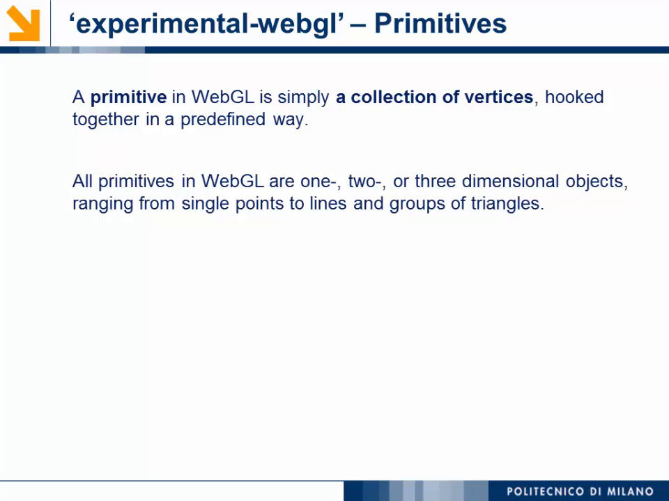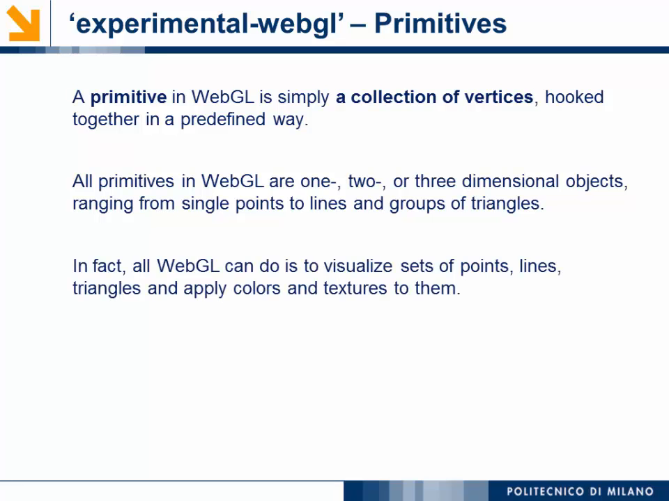And the primitives in WebGL are 1, 2, or 3 dimensional objects. We can express single points, we can define lines, or we can define groups of triangles, which is the common way for doing 3D. In fact, all you can do with OpenGL and WebGL too is just to visualize a collection of points, lines, and triangles, and texturize or color them, or apply any illumination effect you want them to have. That's all OpenGL is about.